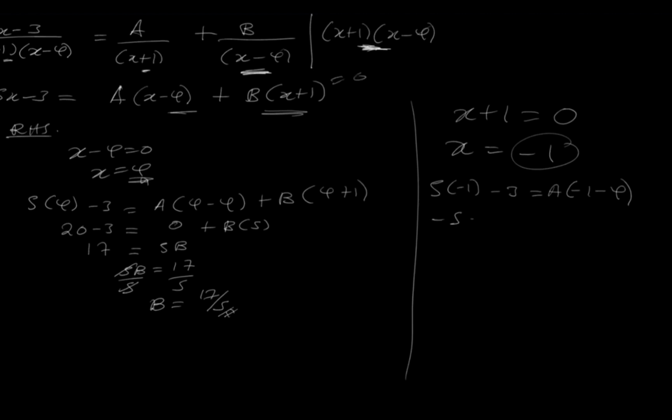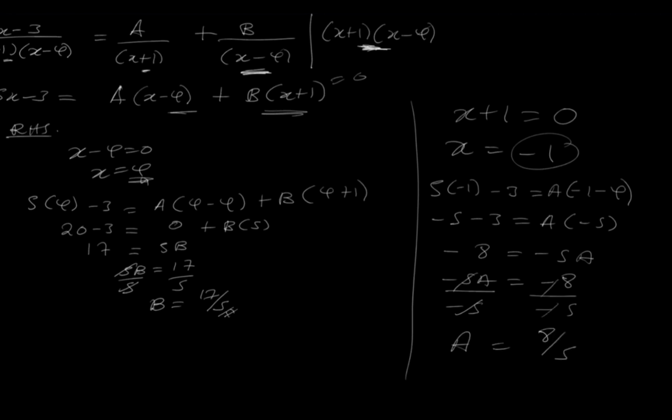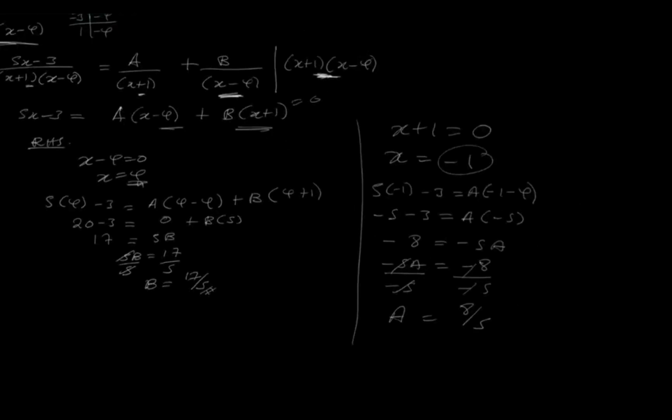So you should get negative 5 minus 3 is equal to A times (negative 1 minus 4), that's a negative 5. So negative 5 minus 3, that's negative 8, is equal to negative 5A. So negative 5A is equal to negative 8. And you're now having A to be equivalent to, negatives cancel out, 8 over 5. Remember, decomposition is this. So where there's A, I will put 8 over 5.